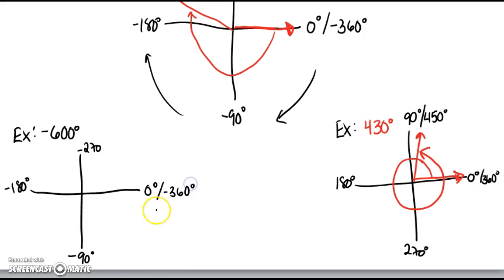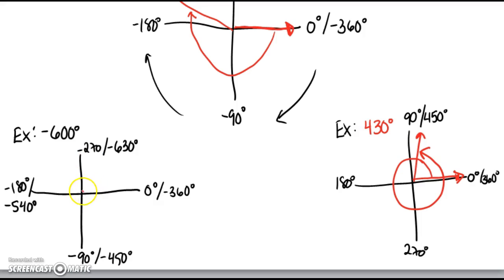We still haven't found where negative 600 is, so keep on adding negative 90. So now we're at negative 450, add another negative 90, now we're at negative 540, add another negative 90, now we're at negative 630 degrees. Negative 600 is between negative 540 and negative 630, closer to the negative 630.